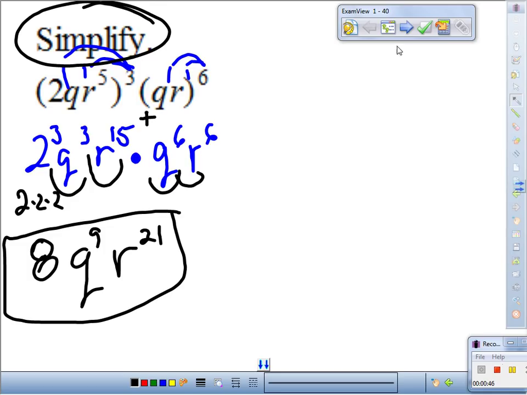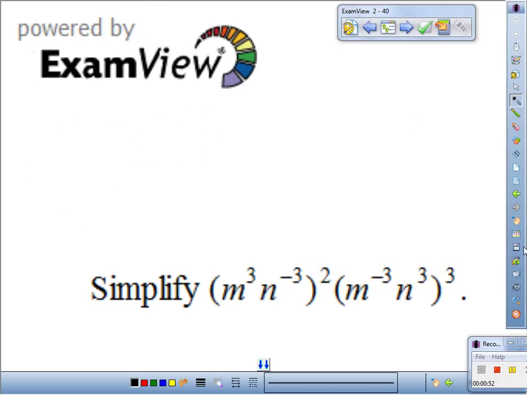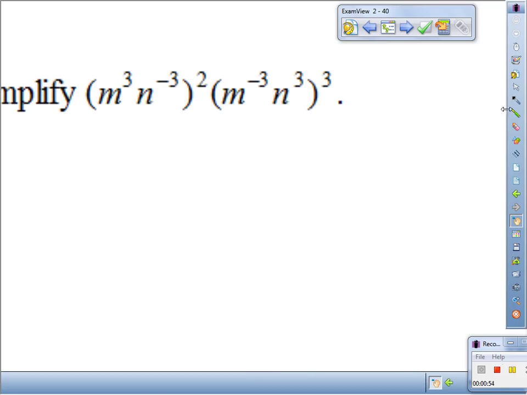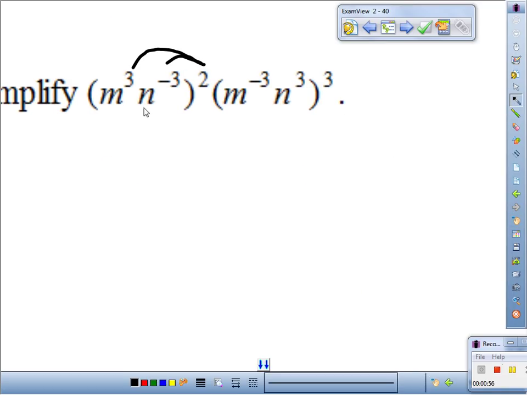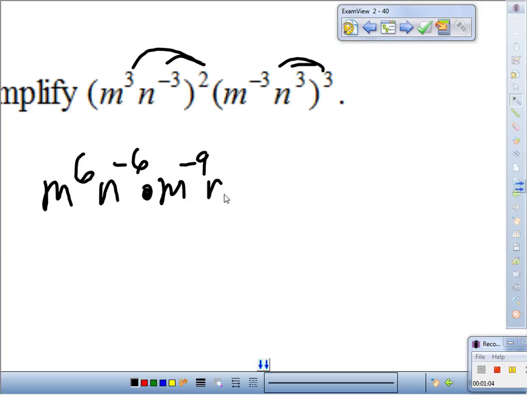Let's go to number 2. Distribute, distribute, that becomes m to the 6, m to the negative 6. This implies multiplication. Distribute, distribute, m to the negative 9, n to the 9. Are we there so far? Yeah. All right, next, let's simplify. M and m are the same base.